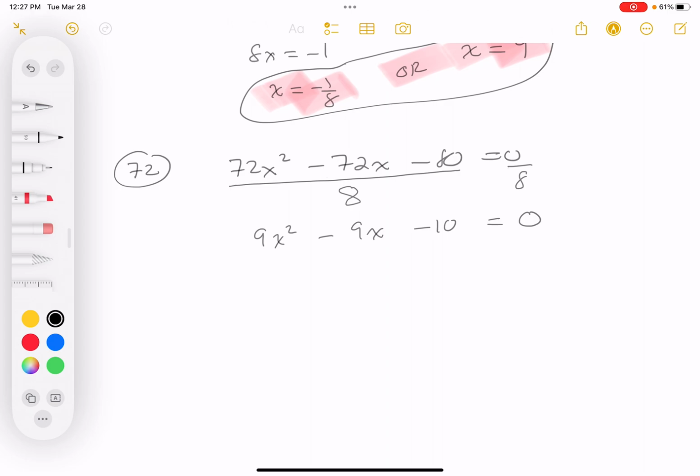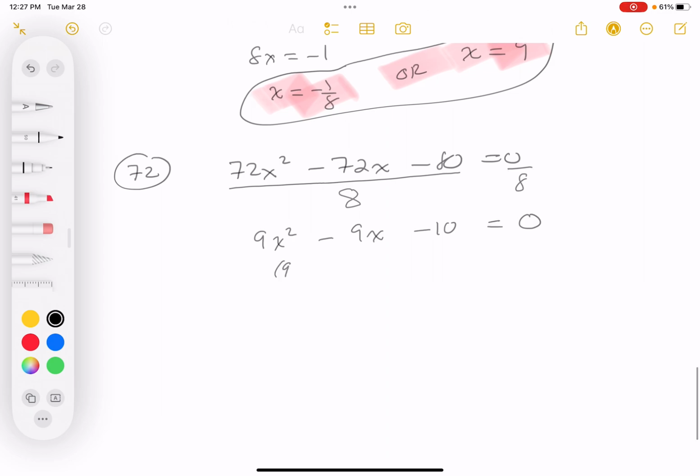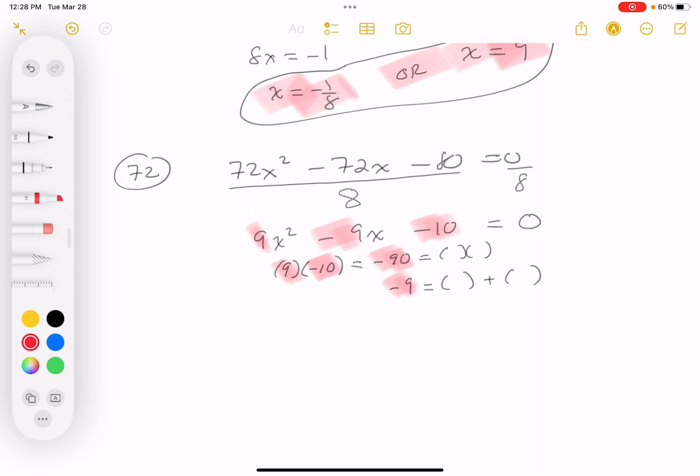So I'm looking at this. I'm actually going to use the AC rule on it. And I'm going to write down 9 times minus 10, which is minus 90. I'm going to try to find two numbers that multiply together to give you minus 90. When those same two numbers are added together, it's going to give you the minus 9. All right? So again, the AC rule, we got A, we got C. That's going to be minus 90. What's the middle term? Minus 9. All right, let's take a look at it, see if we can figure it out.